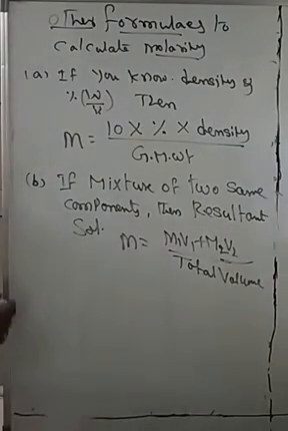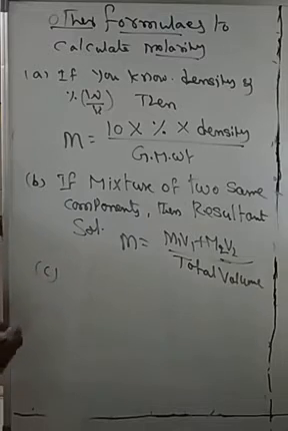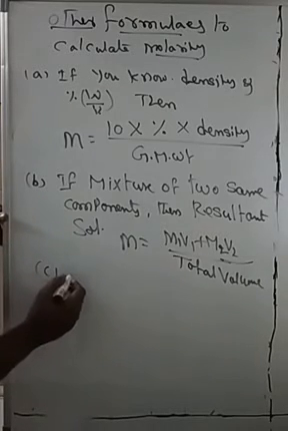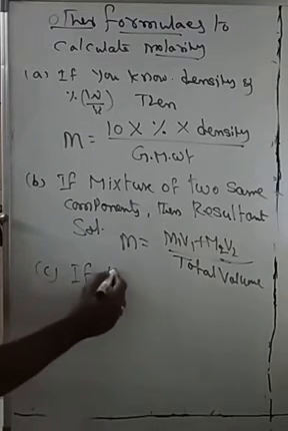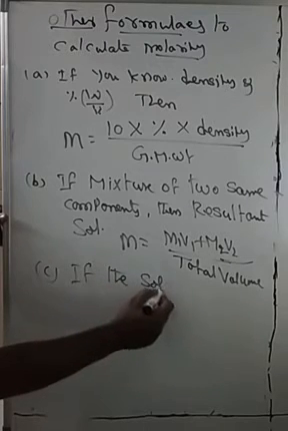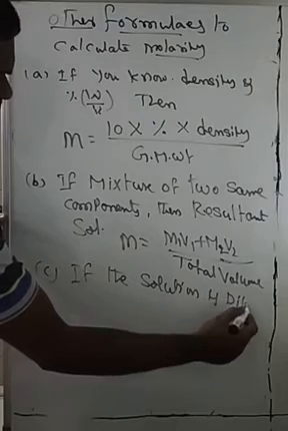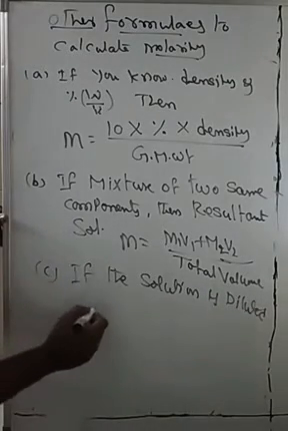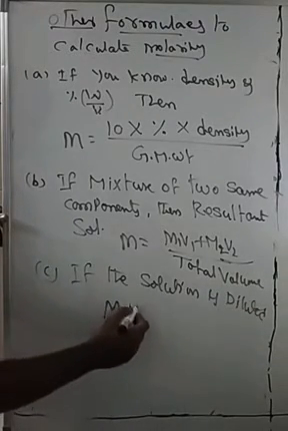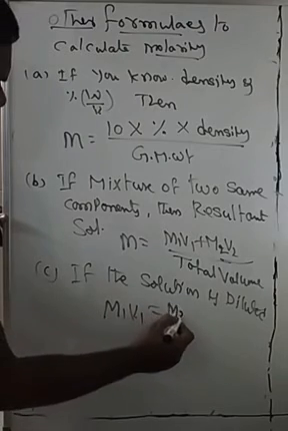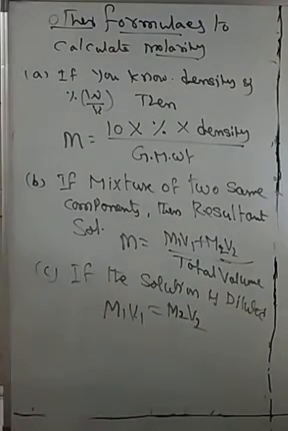Total volume. Next, if the solution is diluted, you are using the formula M1 V1 is equal to M2 V2.